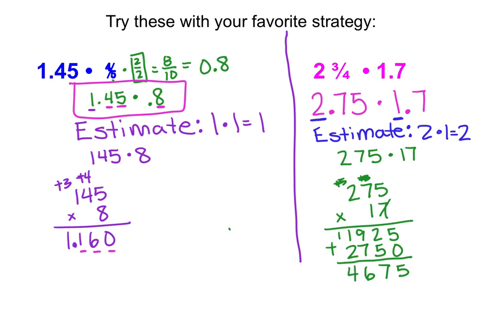Okay, I got the answer of 4,675, and my estimate is 2. So I'm thinking that I'm going to have to put that decimal right behind the 4 because 2 and 4 are very close together. Then I'm going to do my counting decimals from the original equation.